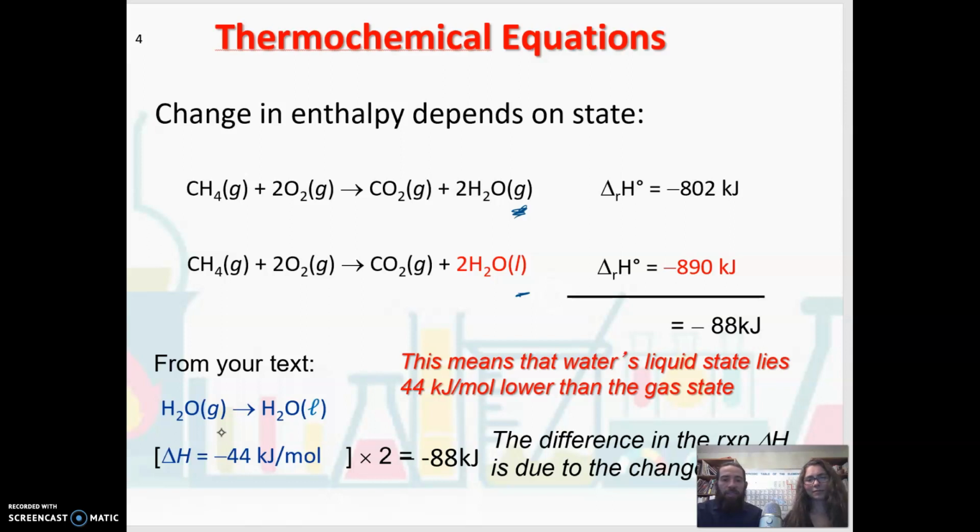So if you looked up in a textbook, the water in the gas state going to water in the liquid state, the delta H for that would be a negative 44 kilojoules per mole. And since we have two waters here, we can multiply that by 2, just like we said before, scales with the reaction. And there's our 88 kilojoule difference due to the change in state. So it's just kind of important. We're going to be looking up some of these values sometimes in like a table, and state is very important when it comes to thermochemistry.